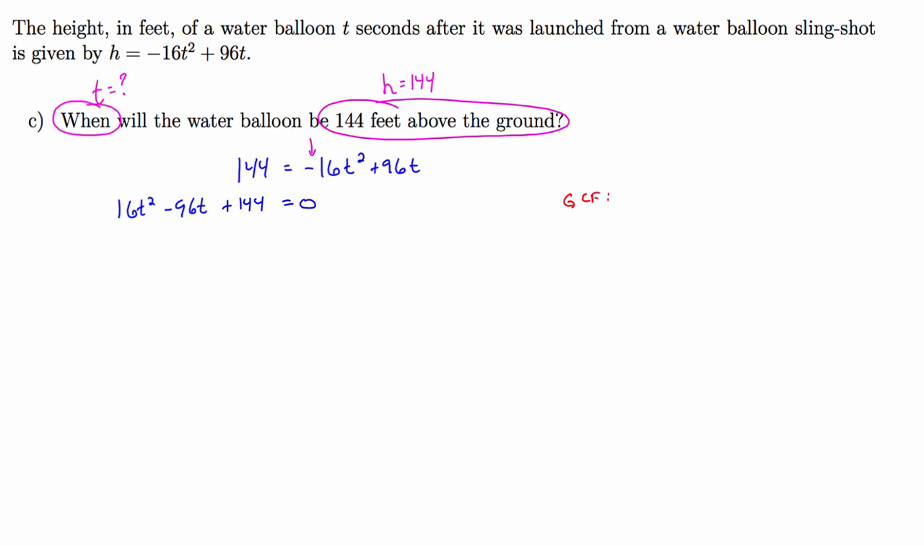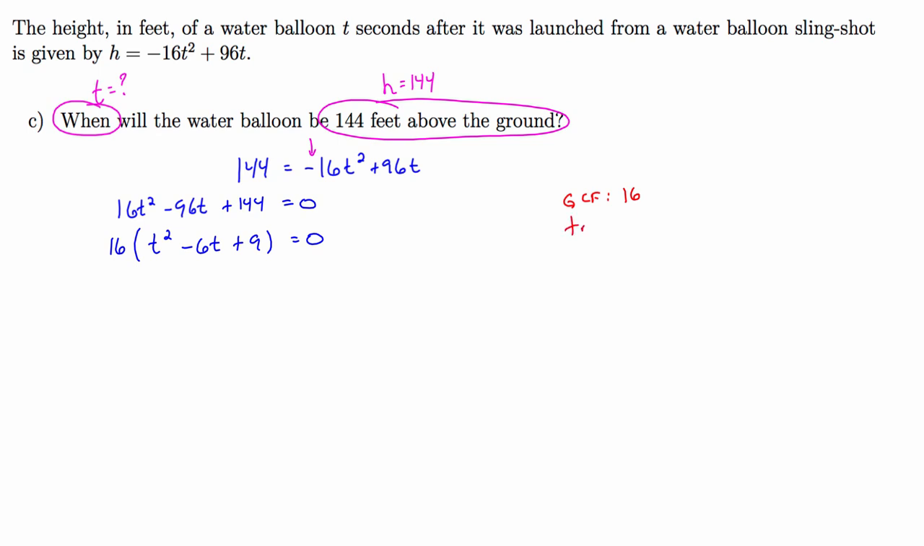At first look, this might seem like a pretty challenging or a pretty messy equation to solve, but again, always look for a greatest common factor. We know from part B that 16 divides into 16 and 16 divides into 96. 16 also divides into 144, so the greatest common factor here is the best thing it could have been. We can factor the 16 off of the rest of the polynomial, leaving us with, in parentheses, t squared minus 6t plus 9. So our new equation is 16 times a quantity, t squared minus 6t plus 9 equals 0.